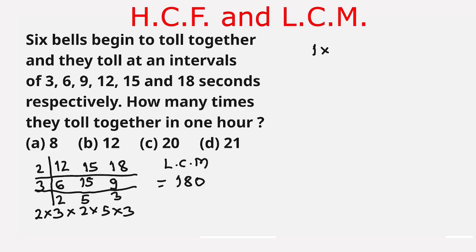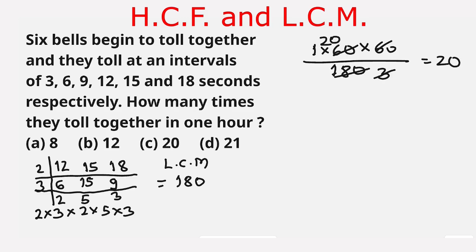So 1 multiplied by 60 is 60 minutes, multiplied by 60 is 60 seconds. So 1 multiplied by 60 multiplied by 60 seconds is 1 hour. We divide it by 180. 60 divides 180 for 3 times. 3 divides 60 for 20 times. So this is equal to 20. In 1 hour, they will toll together for 20 times, and we include 1 time, which is the starting time.